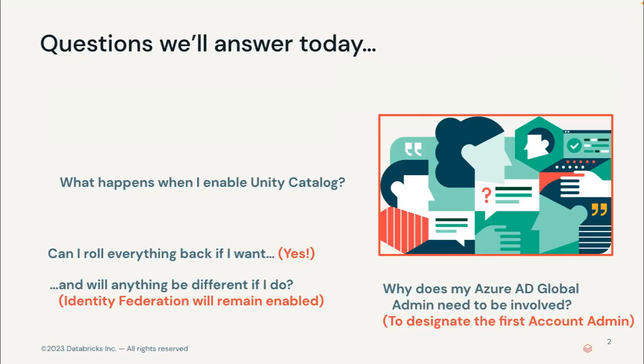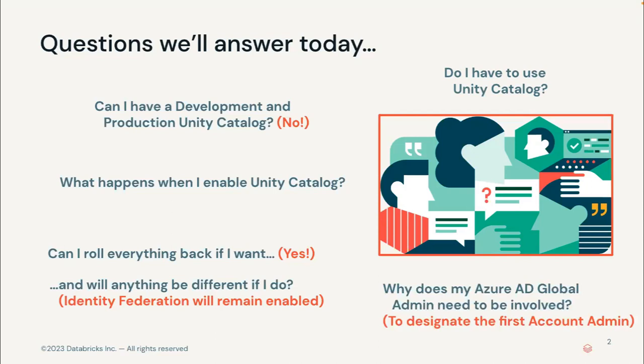I'm going to talk about why your Azure AD Global Admin has to be involved. You see a note about that in the documentation. It's really just so that they can designate who the first Databricks account admin is. Do you have to go to Unity Catalog? No, you don't have to, but why wouldn't you? All of our incredible new features are going to be deployed on Unity Catalog. It simplifies administration, but there's no pressure, there's no deadline for you. This session is designed to remove all the friction so you can get it installed, start exploring it, and then figure out your own timeline for how you want to get there.